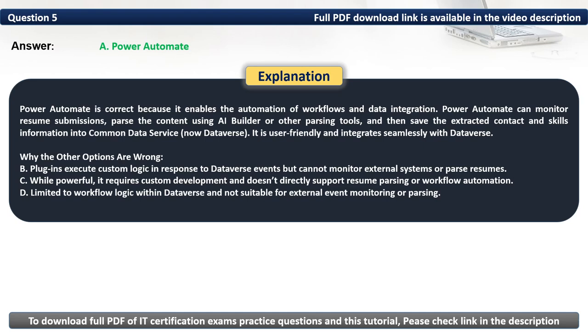Power Automate is correct because it enables the automation of workflows and data integration. Power Automate can monitor resume submissions, parse the content using AI Builder or other parsing tools, and then save the extracted content and skills information into common data service. It is user friendly and integrates seamlessly with Dataverse.